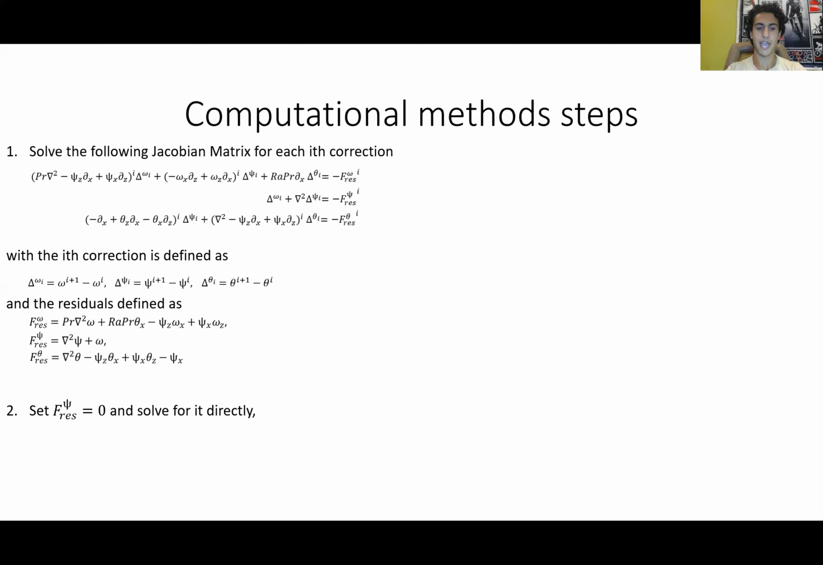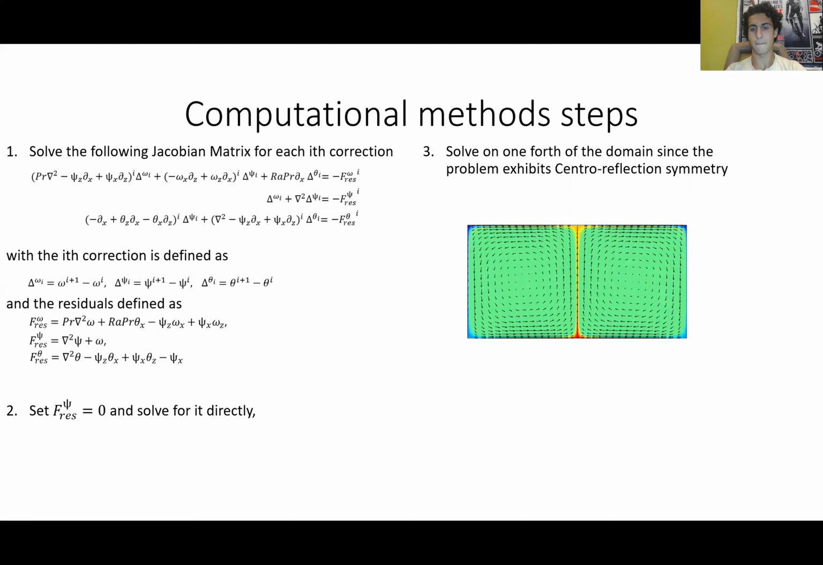The second step is to actually set the psi residual equal to 0, because we can solve this problem directly. By doing this, we just end up with Poisson's equation. It's a linear PDE. It can be solved relatively easily, so this is a big reduction in our problem. The third step is to solve our problem on only 1/4 of the domain, since our problem exhibits central symmetry. As you'll see, our variable satisfies the following conditions, so we can reduce our problem to 1/4 of the domain.